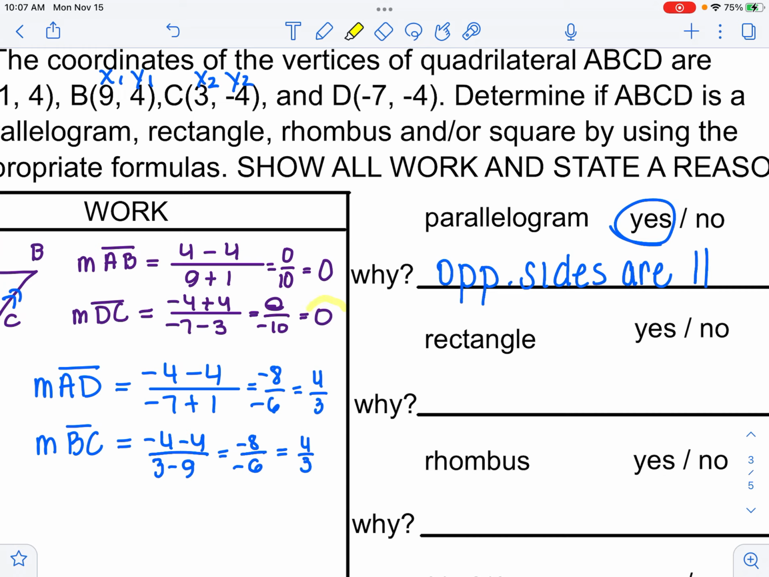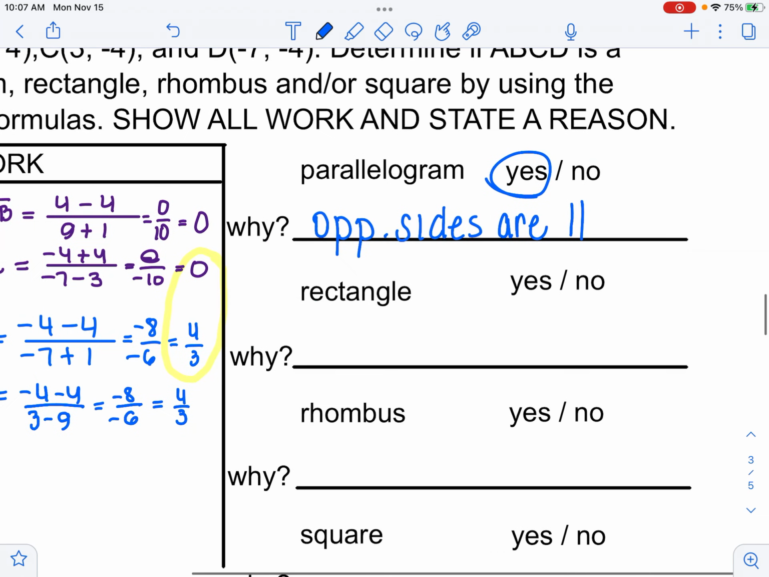All right, now we're going to check to see if it's a rectangle. So we are going to look at these slopes and see if they're opposite reciprocals. The opposite reciprocal of 0 is undefined. It would have to be something divided by 0. And the opposite reciprocal of 4/3 is negative 3/4. So these are definitely not opposite reciprocals. So we're going to say no, because they are not opposite reciprocals. The slopes aren't. Or I can say because the sides are not perpendicular.